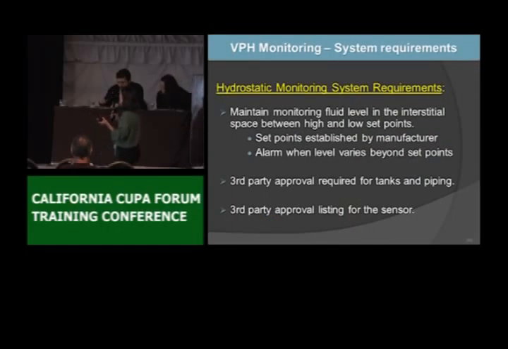Okay, so now I'll just touch upon quickly the hydrostatic monitoring system requirements. Of course, not really different than it has been since 1987. You're still going to be maintaining a fluid level in the interstitial space, the reservoir. And you have high and low set points, and it's going to alarm if you go too high or too low. And those set points are established by the manufacturer. You're going to need third-party approval required for tanks and piping. And then, of course, third-party approval listing for the sensors. And all those items are also found in LG 113.